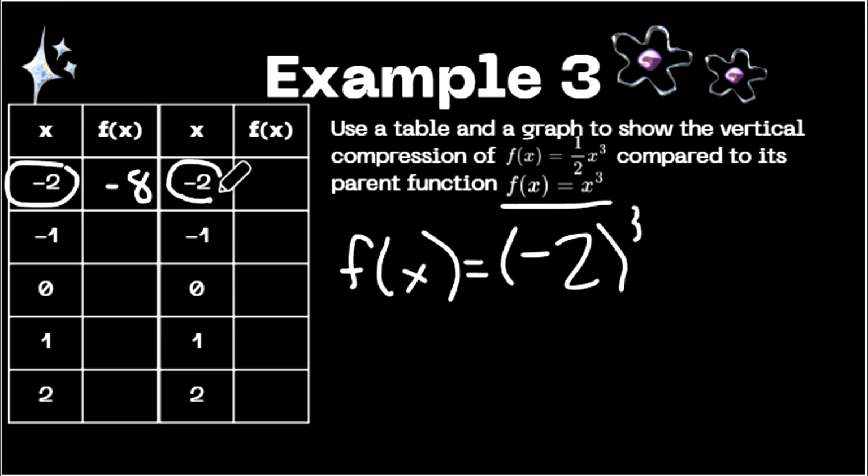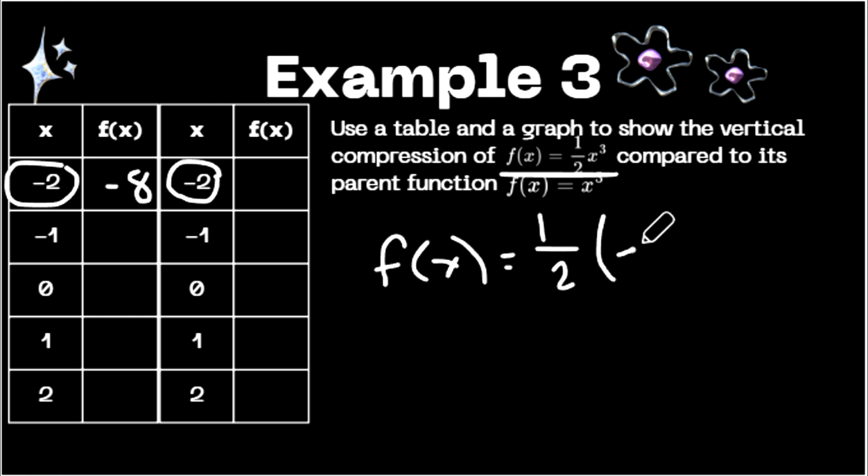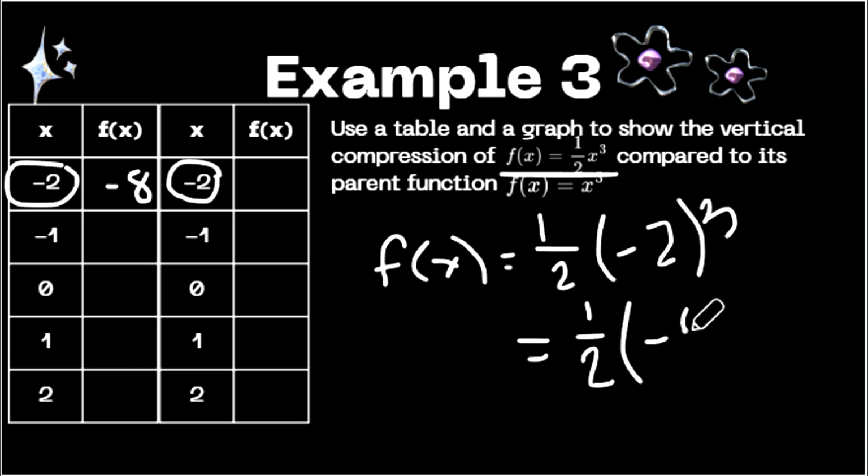Okay, we'll do the same value for our next function, which is our dilation, this one right here. So now we have f of x is equal to 1/2 times our x value, which is negative 2, cubed. Now we have to do PEMDAS, order of operations. First we start with parentheses and exponents. So we still have our 1/2. Negative 2 times negative 2 is positive 4, times negative 2 is negative 8. 1/2 times negative 8 can be the same as 8 divided by 2, which is negative 4.